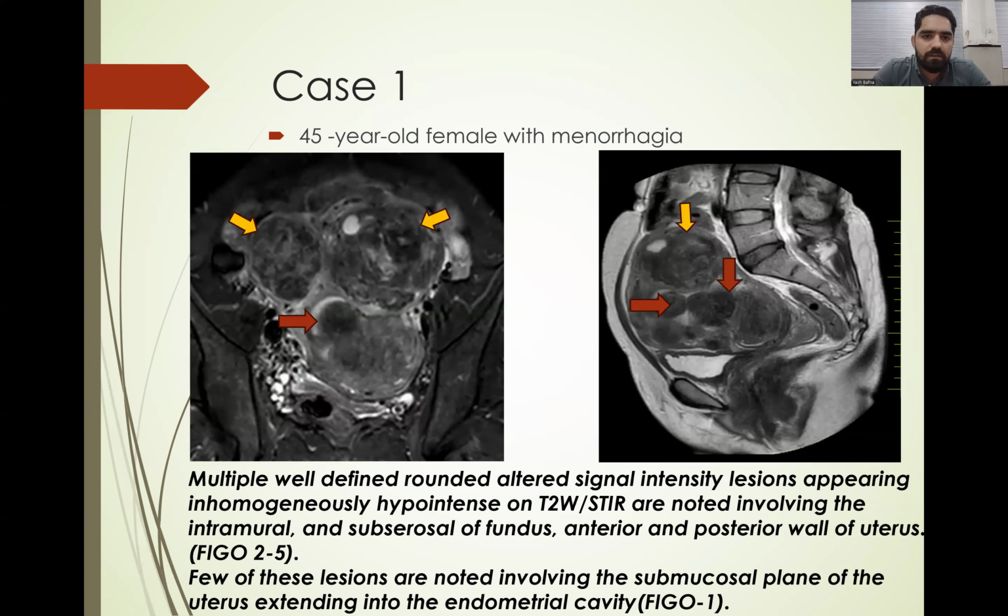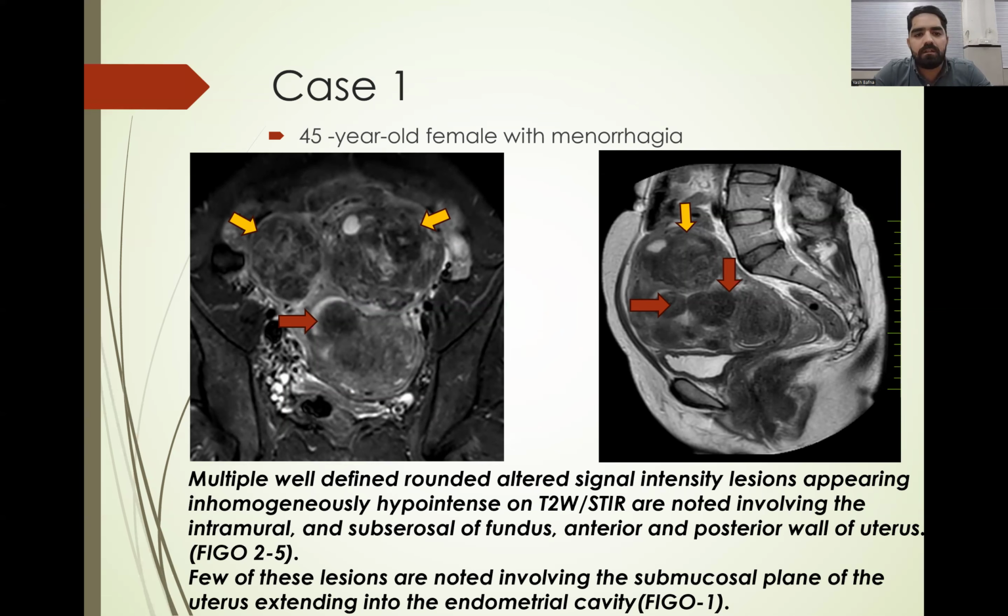First case is a 45-year-old female with menorrhagia. Multiple well-defined rounded altered signal intensity lesions appearing inhomogeneously hypointense on T2 and STIR are noted involving the intramural and subserosal planes of fundus, anterior and posterior wall of the uterus, which are classified as FIGO 2 to 5 fibroids.